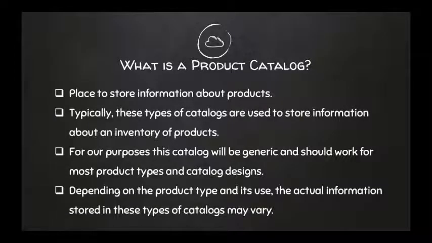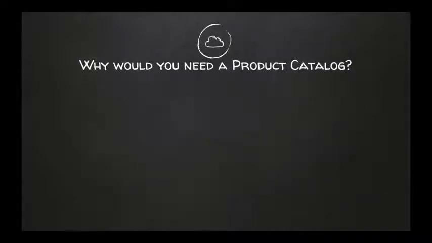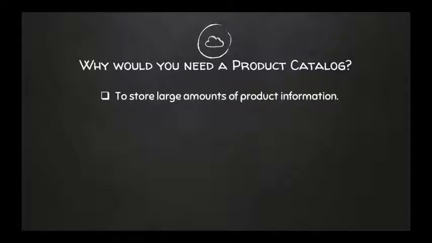And then depending on the product types and its use, the actual information stored may vary. All right, so why do you need a product catalog? Well, in my case, I have a Doctor Who website, which has tons of affiliates. And right now, currently, I have well over 500 products that I have reviewed or I have descriptions for on my site. Right now, all this is stored in a spreadsheet, and there's a lot of information that I'm constantly finding that I'm missing or I need to gather. So we need a catalog to store large amounts of information.